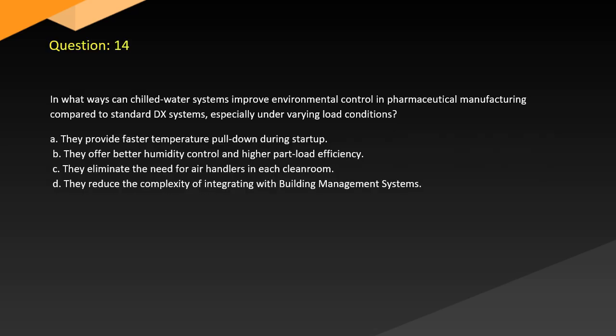Question 14. In what ways can chilled water systems improve environmental control in pharmaceutical manufacturing compared to standard DX systems, especially under varying load conditions? A. They provide faster temperature pull-down during startup. B. They offer better humidity control and higher part load efficiency. C. They eliminate the need for air handlers in each cleanroom. D. They reduce the complexity of integrating with building management systems.